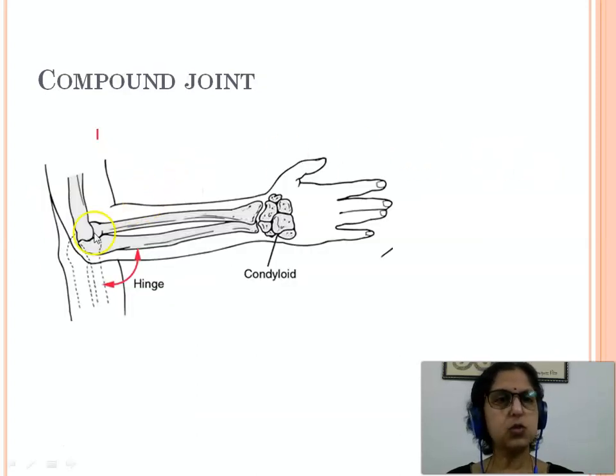So what we see here is elbow joint formed by three bones, humerus, radius and ulna. So it's a compound joint. And what we see here is the radiocarpal or the wrist joint, which is formed by radius and the proximal row carpal bones like the scaphoid, lunate and triquetral. So more than two bones. So this is again a compound joint.